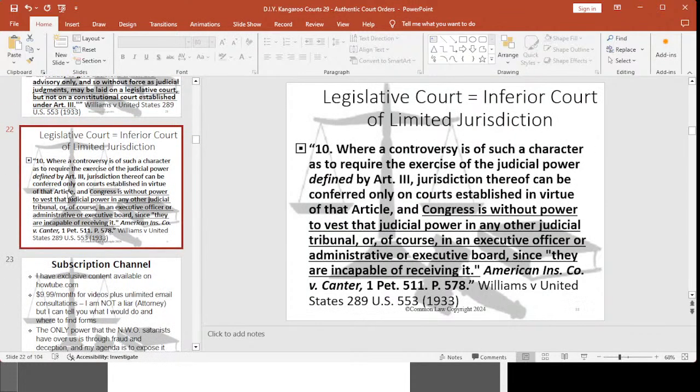Where a controversy is of such a character as to require the exercise of the judicial power defined by Article 3, jurisdiction thereof can be conferred only on courts established in virtue of that article, and Congress is without power to vest that judicial power in any other judicial tribunal, or of course in an executive officer or administrative or executive board, since they're incapable of receiving it. And that's further in Williams versus United States.